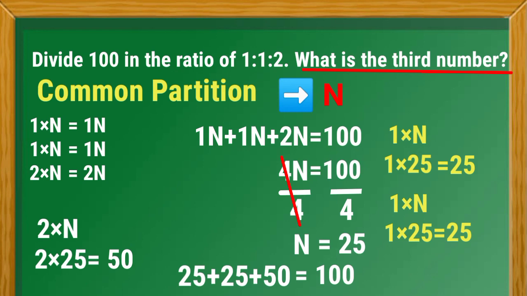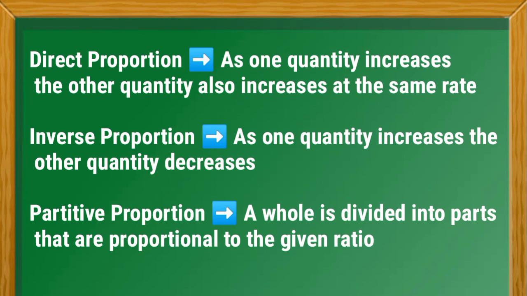Those are all about proportions and the different kinds of proportions. Let's have a short review. We have the direct proportion, inverse proportion, and partitive proportion. Direct proportion: as one quantity increases, the other quantity increases at the same rate. Inverse proportion: as one quantity increases, the other quantity decreases. And in partitive proportion, a whole is divided into parts that are proportional to the given ratio.